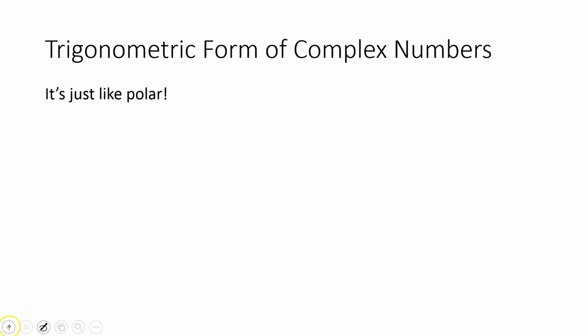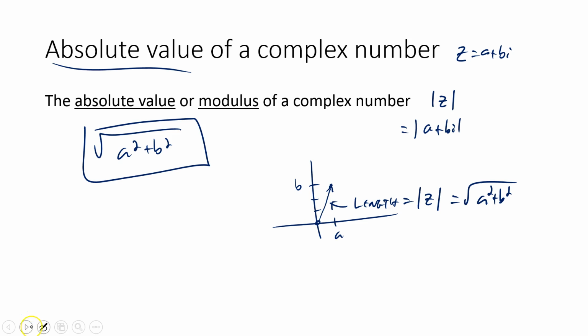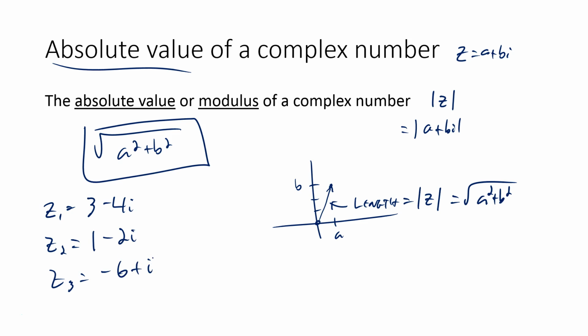So, I guess I didn't have an example. Let's have you try a couple of these. So let's find the modulus of z1. Let's do 3 minus 4i. z2, let's do 1 minus 2i. And z3, let's do negative 6 plus i, something like that. So find modulus z1, modulus z2, modulus z3. So why don't you give that a shot.